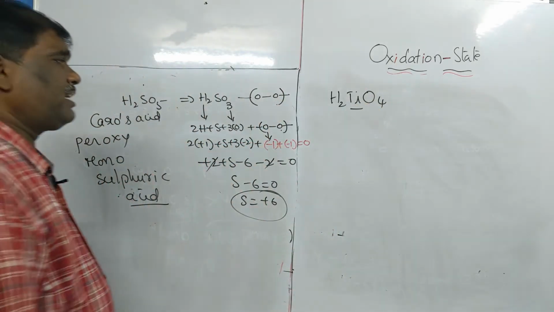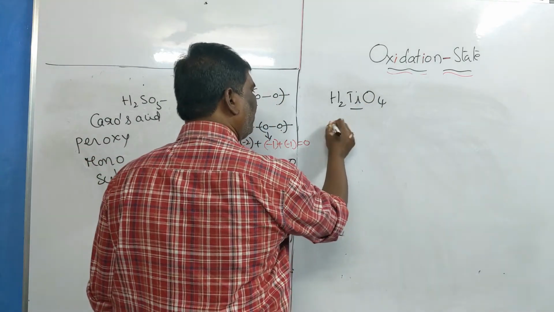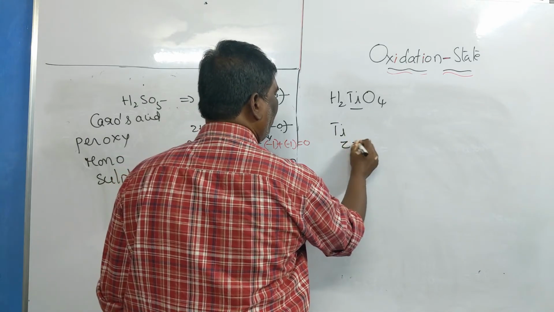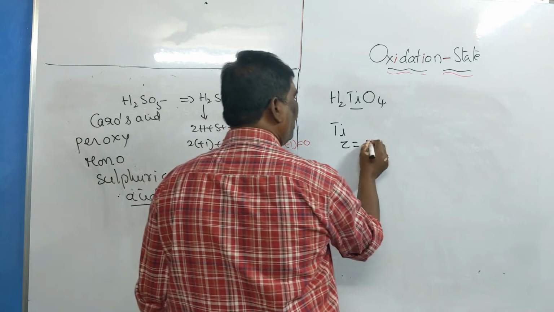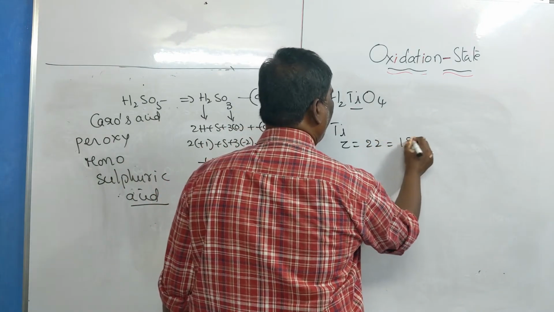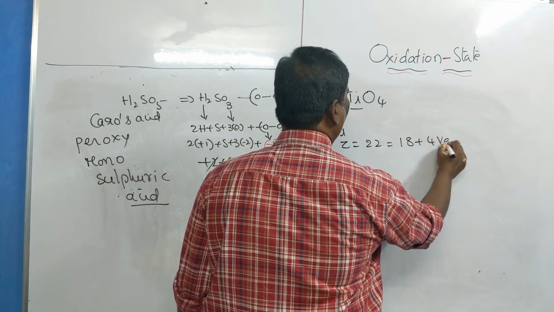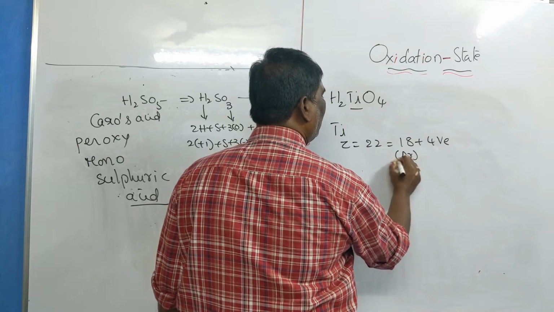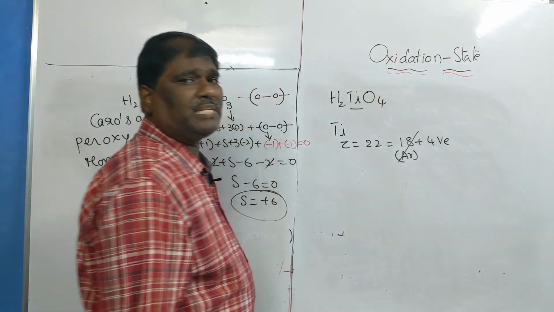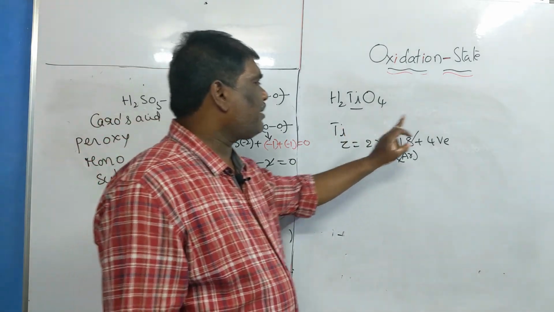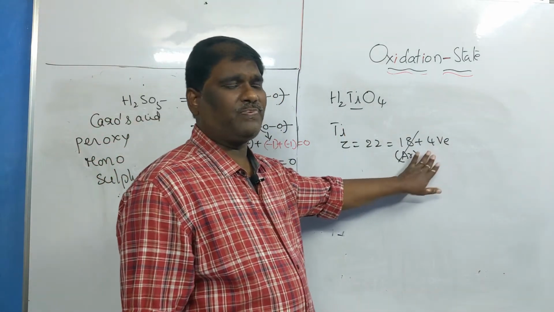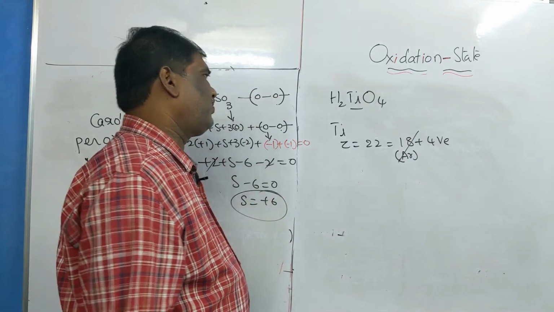Now titanium is the central atom. Better to recall titanium's atomic number. Scandium is 21, titanium is 22. 22 can be written as 18 plus 4 valence electrons. What is 18? 18 is argon. Along with argon it has 4 valence electrons. So for titanium, what is the maximum oxidation state? Plus 4. It should not exceed plus 4.